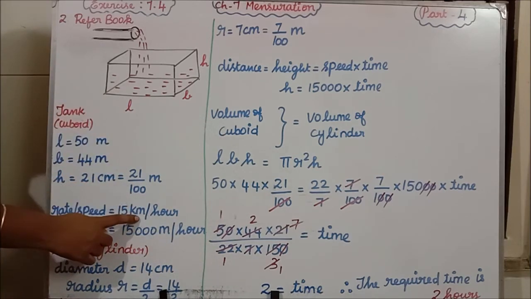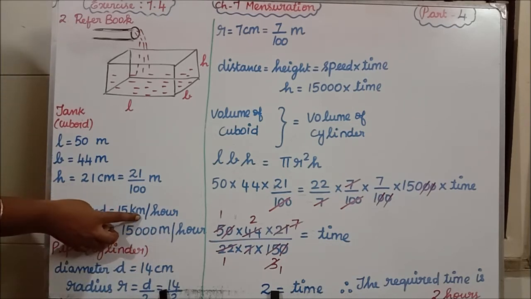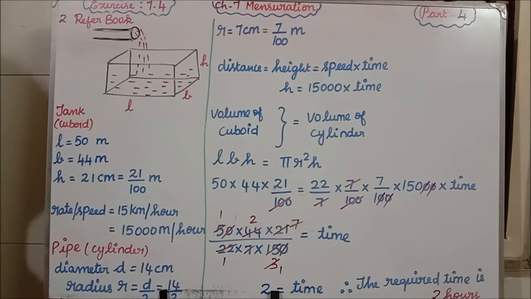If you see here, I am converting kilometer into meter. Kilometer is big, meter is small. So at that time I am multiplying, by 1000. See here, it was kilometer, but I have written meter. I am multiplying 15 into 1000. I am getting 15,000. Here, 15,000 meter per hour. Okay, these are the concepts they are talking about in the cuboid.